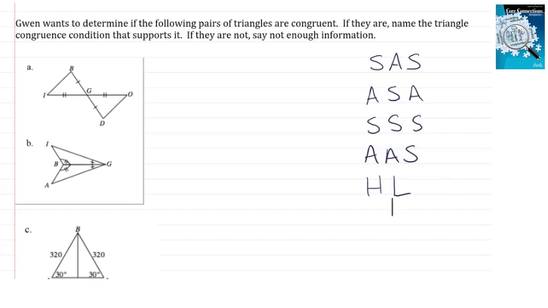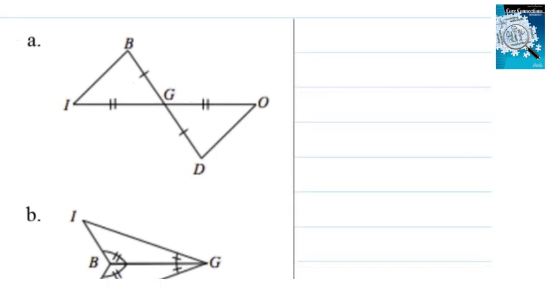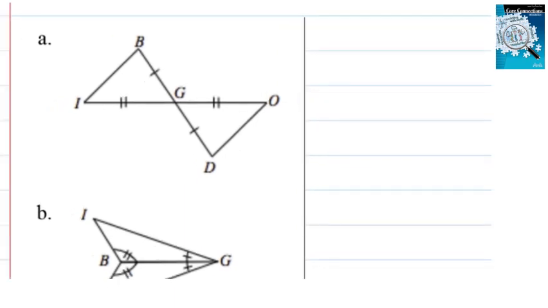So as I look at this, the first one, you can see that I definitely have a pair of congruent sides here, and I have another pair of congruent sides here.